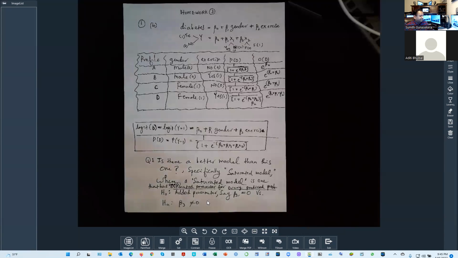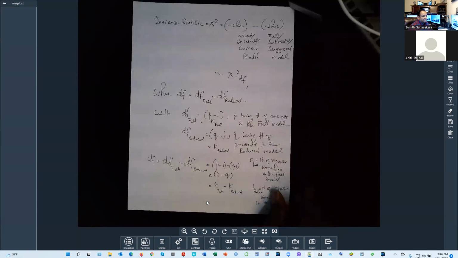As I mentioned earlier, for you to see clearly: this is the reduced, unsaturated current model, and the full, saturated suggested model. The degrees of freedom are full minus reduced. Full is p minus 1, the same as k full. The other one is q minus 1. K full and k reduced: p is the number of parameters in the full model, q the number of parameters in the reduced model. And you do it this way, the same thing.